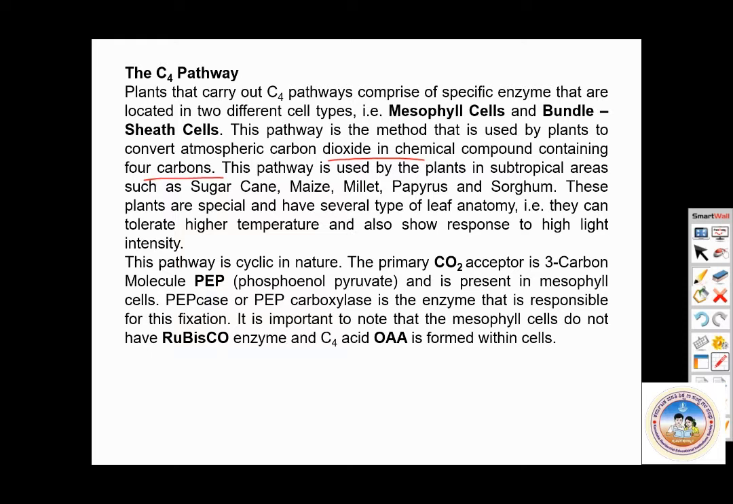Usually plants with Kranz anatomy, like sugarcane, maize, millets, papyrus, sorghum, usually have the C4 pathway happening. Am I clear to you? So let's start. Now which is the first stable compound? It is your oxaloacetic acid, which is a 4-carbon compound.